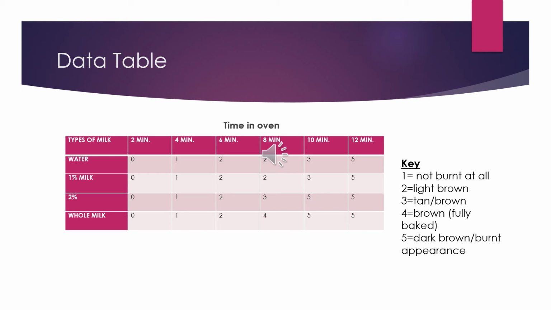So here's my data table that shows the results of how burnt all the different sets of cookies were at the end of being baked. On the right, there's a key that shows that 1 means not burnt at all, 2 means light brown, 3 is a tannish brown, still being cooked. 4 is brown, meaning fully baked, and 5 is dark brown, meaning has a burnt appearance.